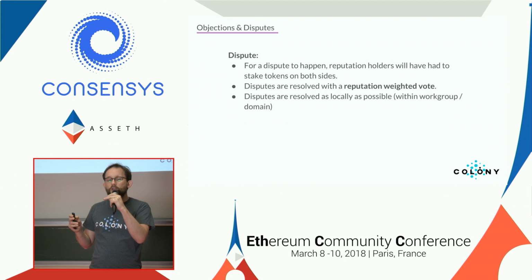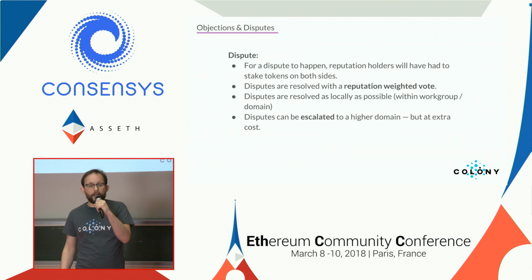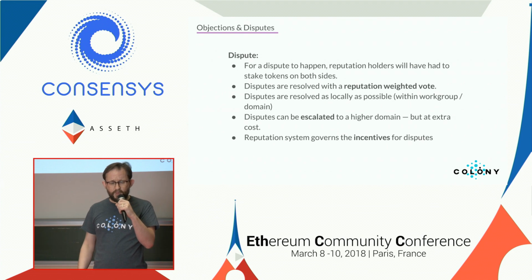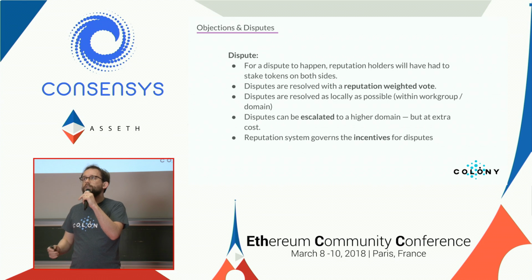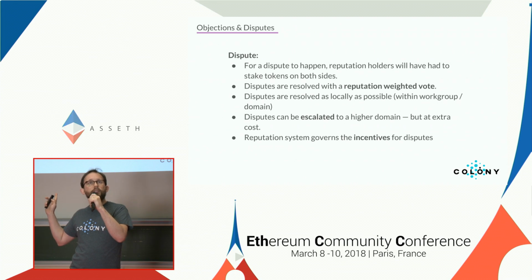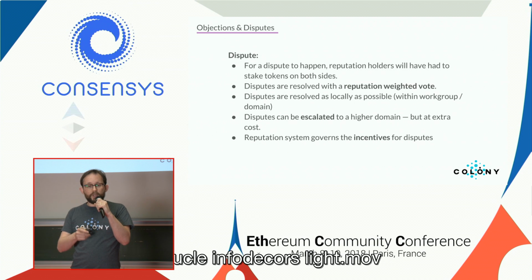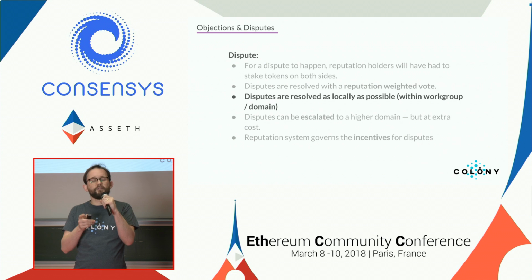And even then, we'll try to keep the disputes as local and as small as possible, because you don't want it to have excessive voting. But they can be escalated to a higher domain. I'm going to talk about these points in a minute. And the reputation system is deeply integrated in the voting and the incentives for the dispute system. I'm not going to talk too much about that today because we covered that at DevCon. But let's look at this point here. Disputes are resolved as locally as possible. What does that even mean?